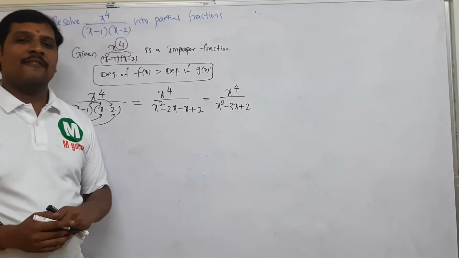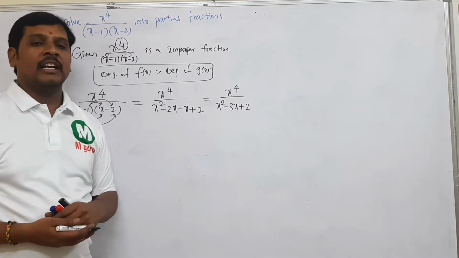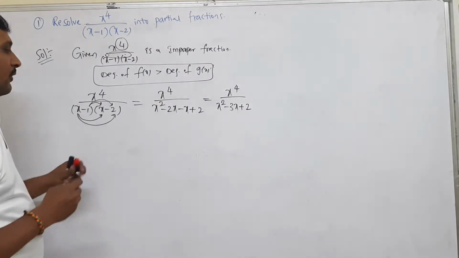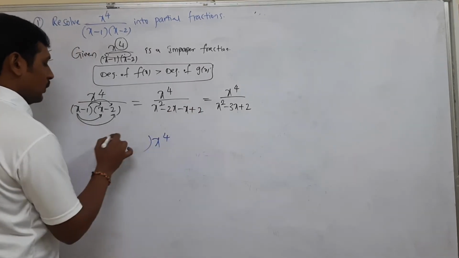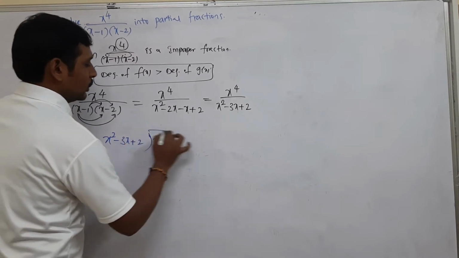Because degree of numerator is greater than degree of g of x, we need to divide this to get the quotient. So let us divide. If you go for division, we need to divide x power 4 with what? X square minus 3x plus 2.